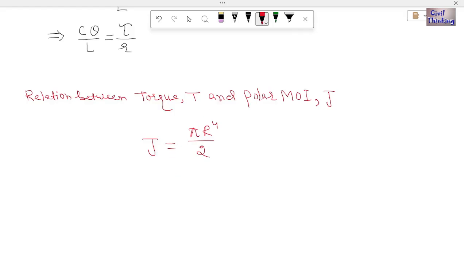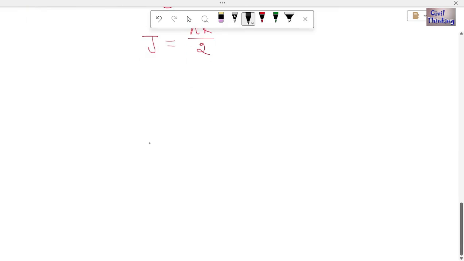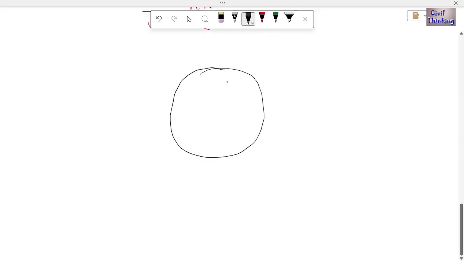So let us see this relation, the relation between torque T and J. For this we have to consider the cross section. Now let us consider a strip inside.